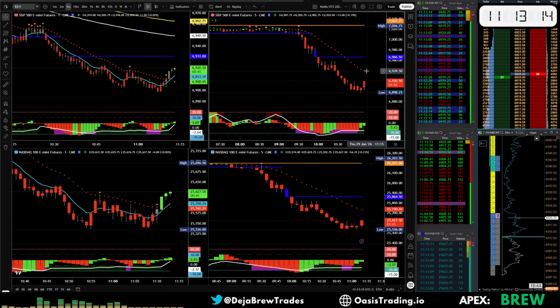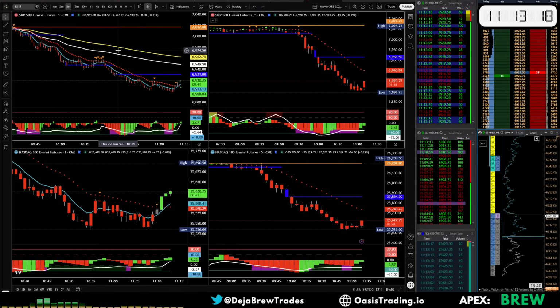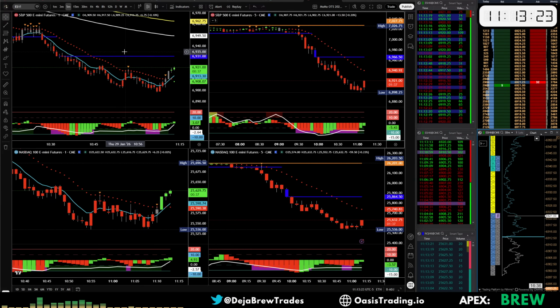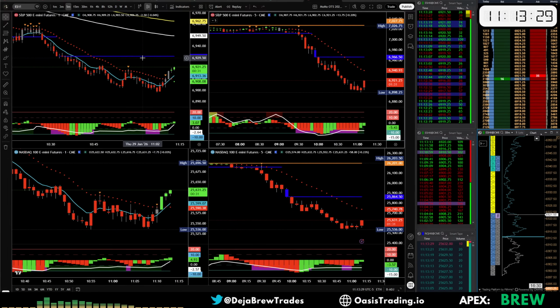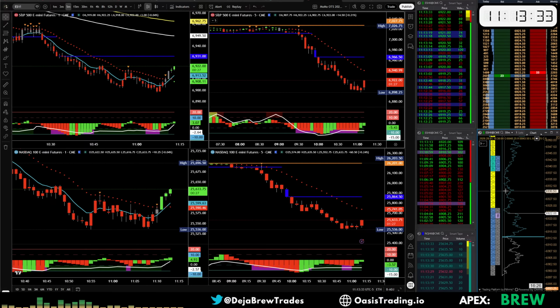Keep an eye on the trail here at 40. That is our first green trail flip of the entire day. This is the first time we've been able to stay above that trail and the ADMA the entire day. 5 minute highs being taken out for the first time the entire day. Second single print zone being filled in.